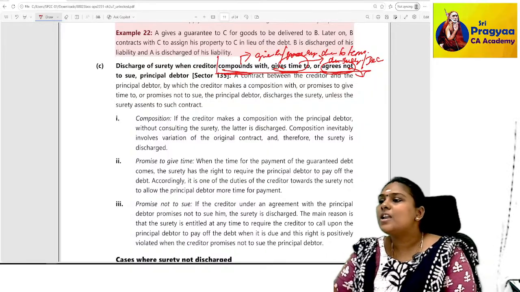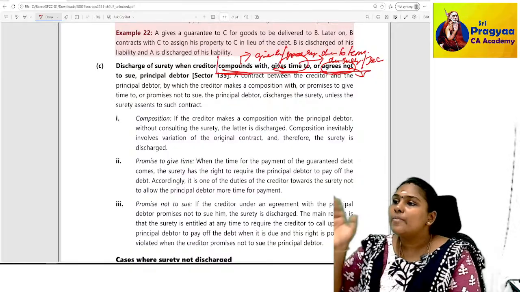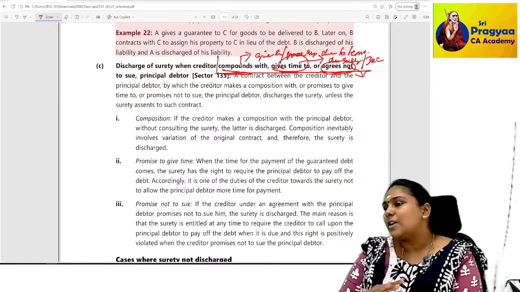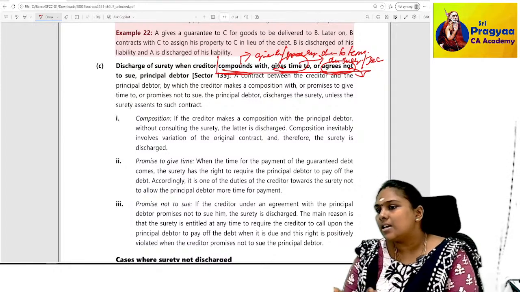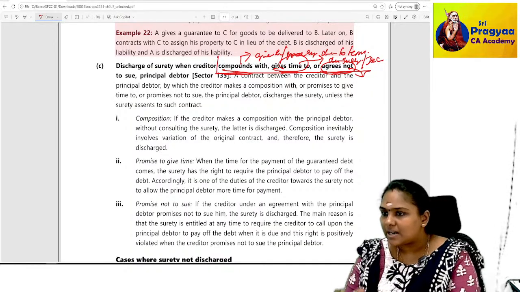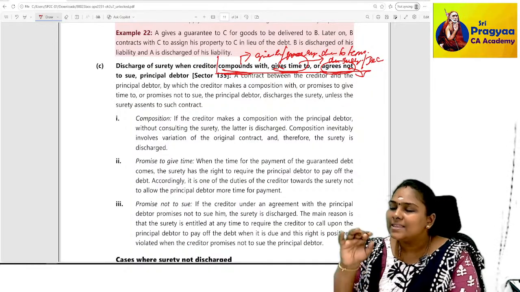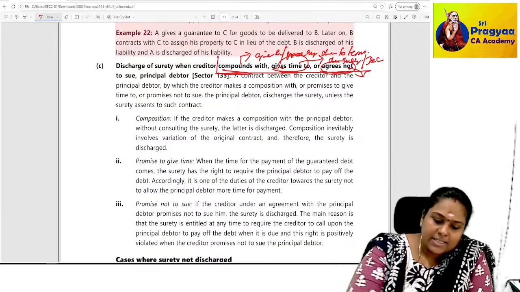Surety. Without informing the surety, if you compound, give extra time, or promise not to file a case against the debtor, then indirectly you are relieving the particular principal debtor. It amounts to releasing him. Okay, so in that case the surety is automatically discharged. The same thing is given here.